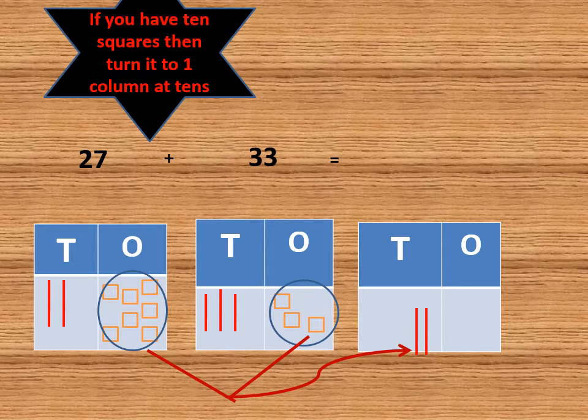Okay, then I'll count how many tens with me. 1, 2, 3, 4, 5. Okay, 5 and 1 equals 6. So I'll draw 6 lines. 1, 2, 3, 4, 5, 6. And how many ones? Now I have no ones. What does it mean? 6 in tens and 0 in ones means 60. Excellent. So 27 plus 33 equals 60.